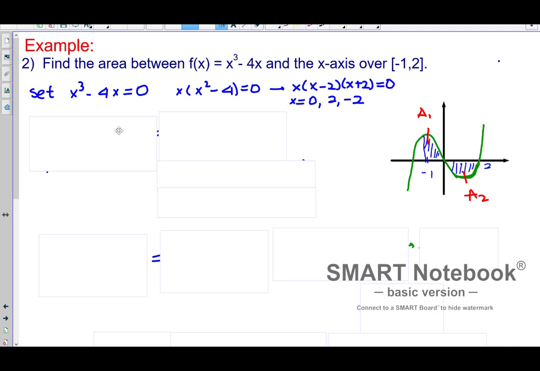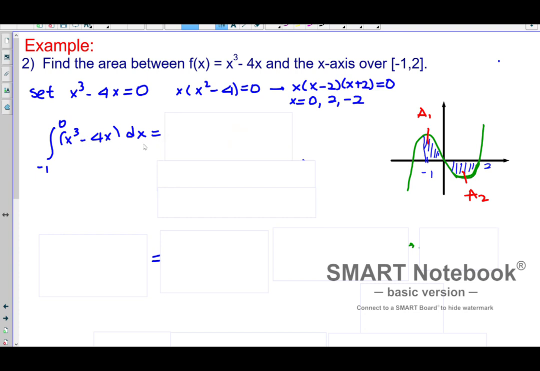Okay, so let's begin. Let's do area 1. First, I'm going to find the integral, and then I'm going to take the absolute value as necessary. Although in area 1, we don't need the absolute value. We expect that to be positive. So integrate from the left endpoint to the right endpoint. That's from -1 to 0 of the function x cubed minus 4x.